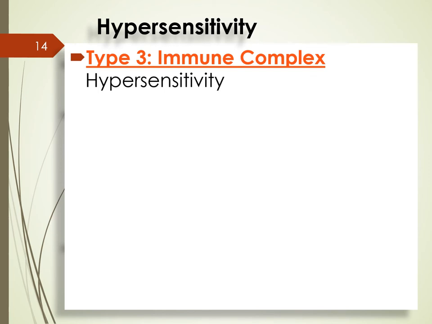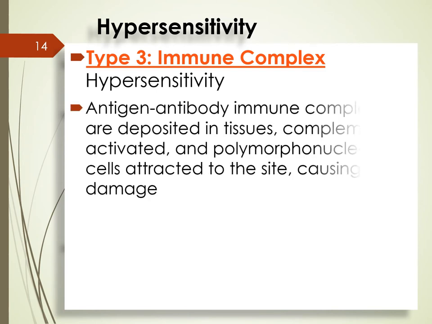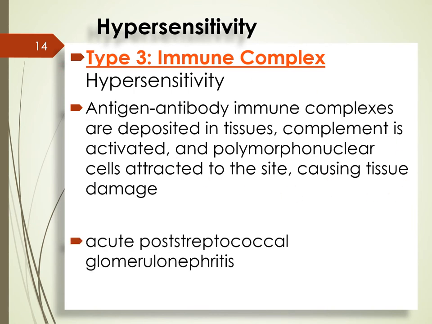Next will be your type 3 hypersensitivity reaction, or your immune complex hypersensitivity reaction. In this reaction, antigen-antibody immune complexes are deposited in tissues, wherein the complement is activated, and there will be recruitment of PMNs or polymorphonuclear cells to the site, causing tissue damage. So your PMNs will cause tissue damage in response to the antigen-antibody complexes. A classic example of type 3 would be acute poststreptococcal glomerulonephritis, or AGN, PSGN.